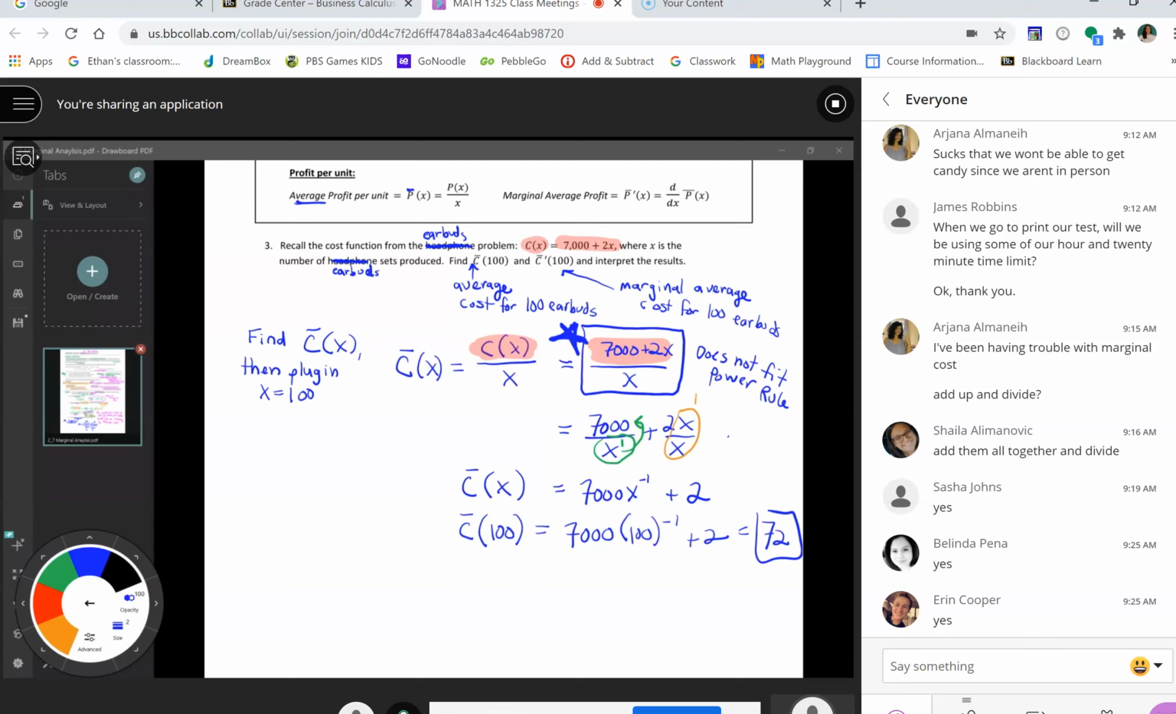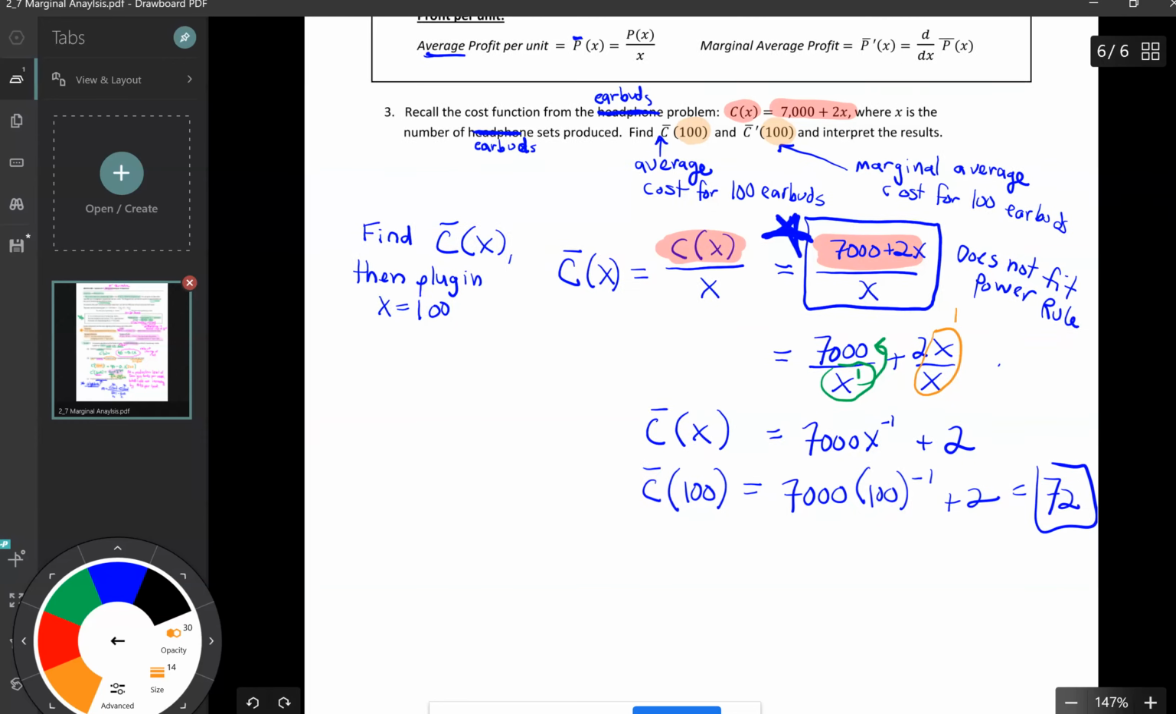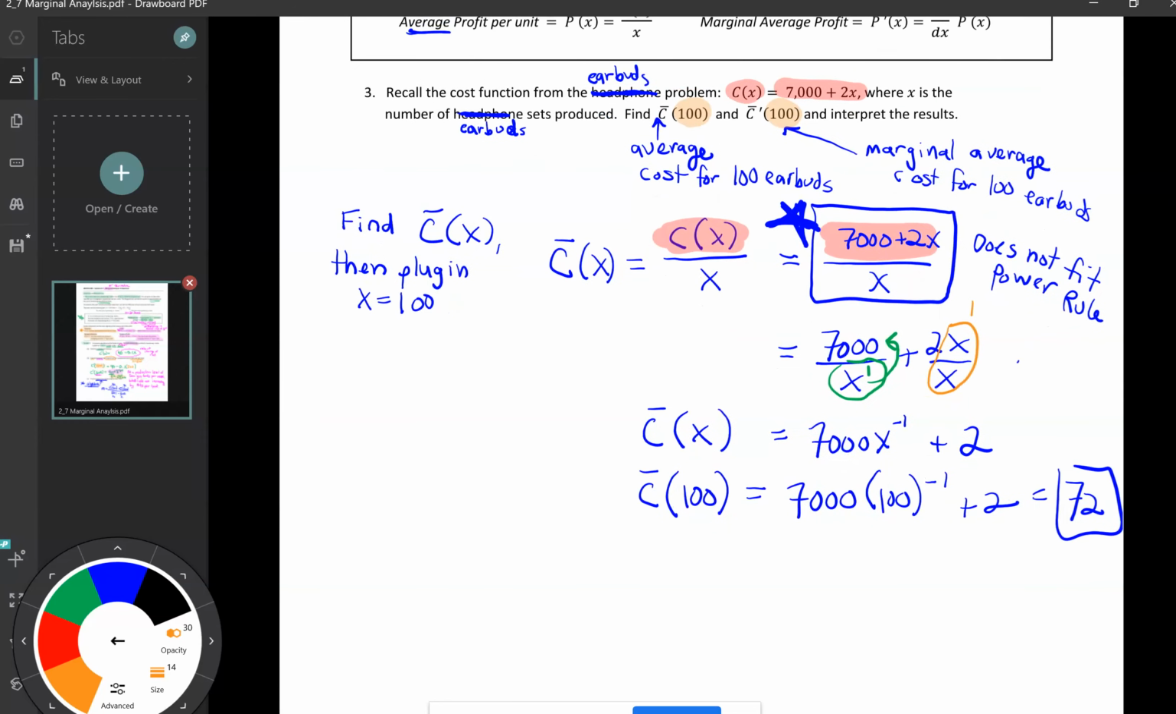I'm going to just write one big sentence when I'm all done because see here how our inputs are the same for both C bar and C bar prime. So I'm just going to write one big sentence. You could write 2 individual sentences if you want, but I don't want to do that. Okay, so we have found this first piece right here. We found our C bar of 100. Okay, we found that first piece. And now let's do the marginal.